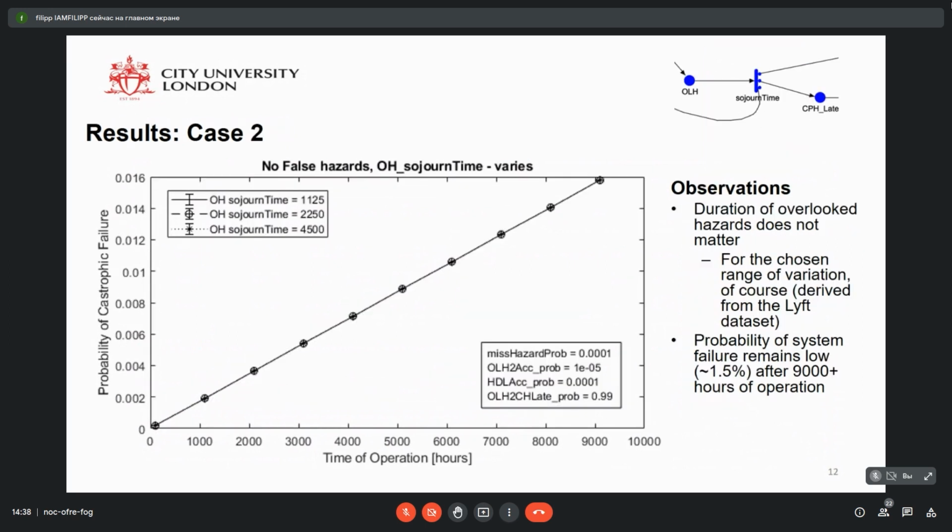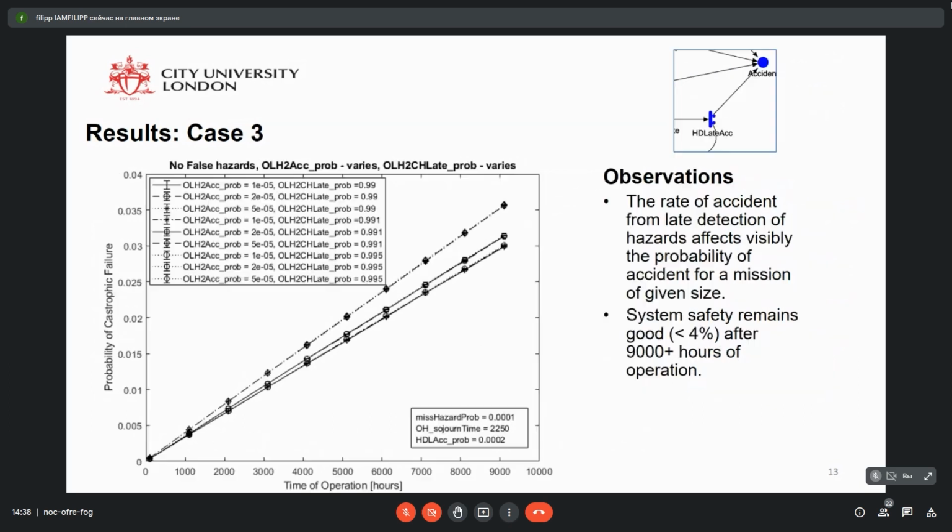Here, the second parameter is interesting and potentially very useful. Machine learning is overlooking the hazard, but for a very short period of time. Based on the second data set, it was between 1 and 3 seconds. And it turned out that this variation of between 1 and 3 seconds doesn't make much difference. Practically, for the values assigned here, 1 to 3 milliseconds, the safety remains practically the same. So this is quite practically important.